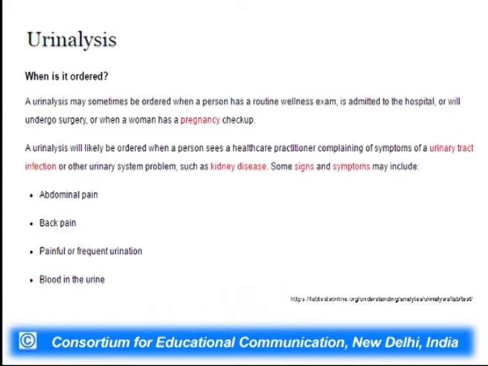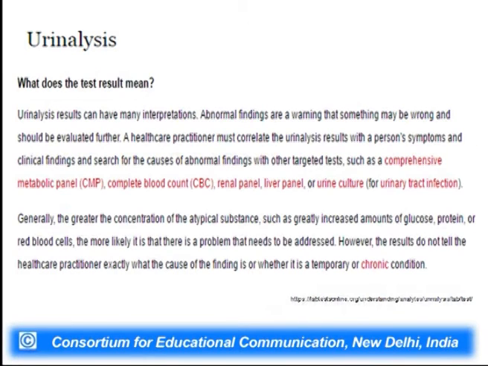Now, many times urine analysis is done for pregnancy checking and for various other ailments such as urinary system problems also. So what does the result actually mean?